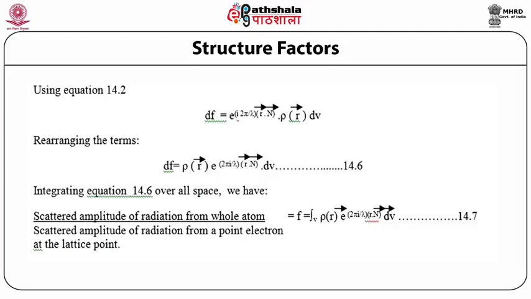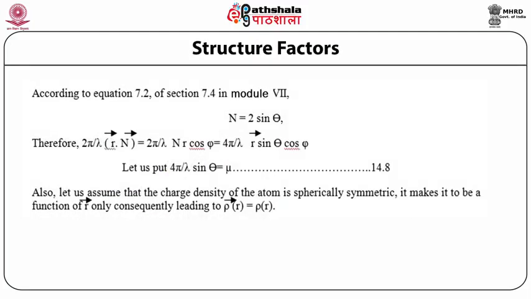Integrating equation 14.6 over all space, we have the ratio of scattered amplitude of radiation from the whole atom to the scattered amplitude of radiation from a point electron at the lattice point, equal to F, equal to the integration over volume V of rho of r vector, exponential of 2 pi i by lambda, r vector dot n vector, dV, equation 14.7. According to equation 7.2 of section 7.4 in module 7, capital N is equal to 2 sine theta.